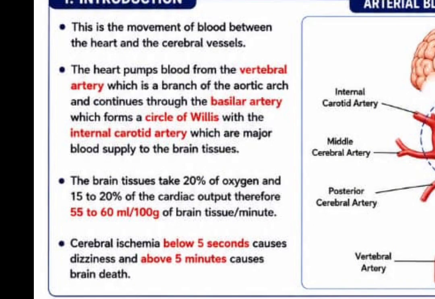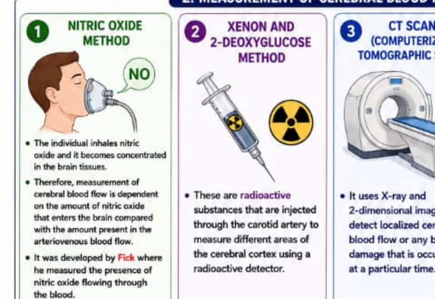So how can you measure the cerebral blood flow? You can measure it through 4 methods. Number one is the nitric oxide method. The nitric oxide method was developed by Fick, so we call it the Fick principle. The Fick principle is to indicate the nitric oxide present in the brain tissue.